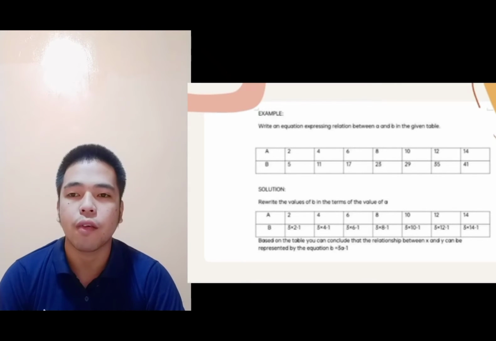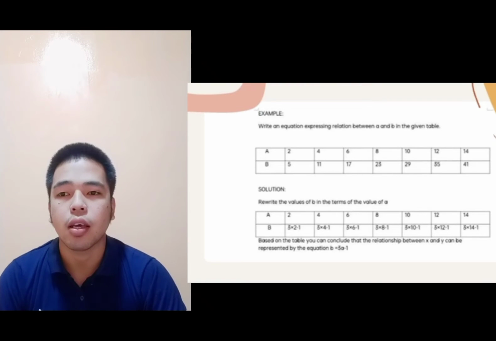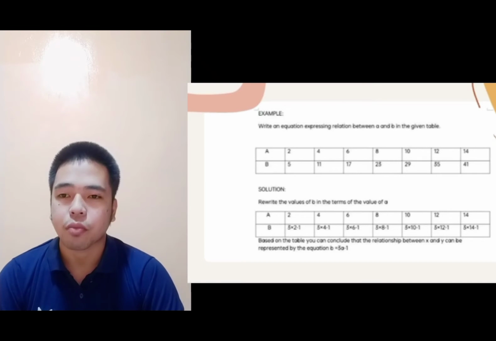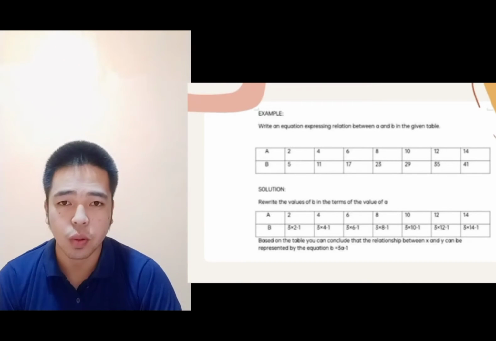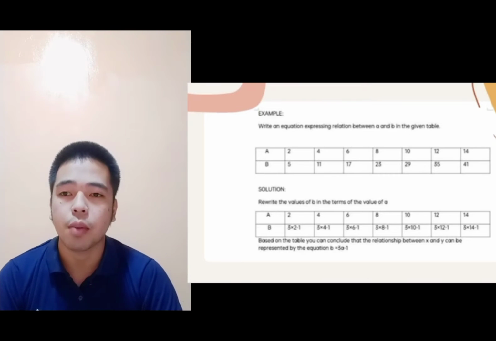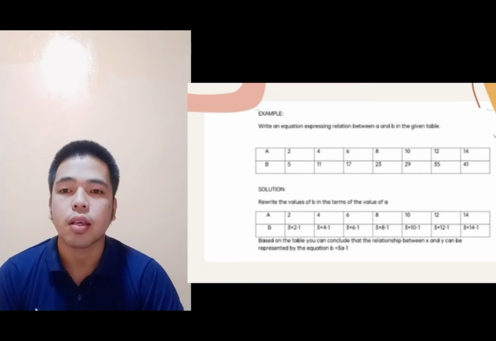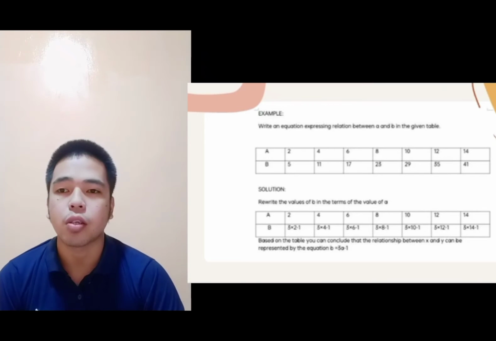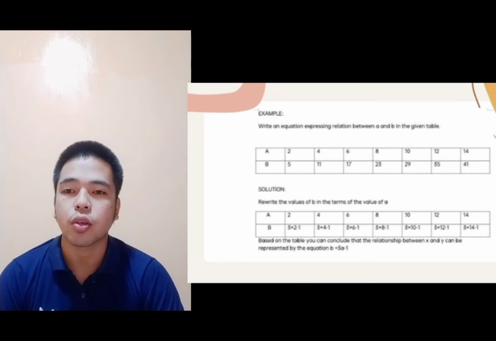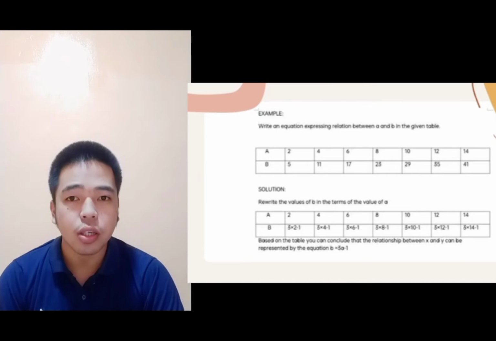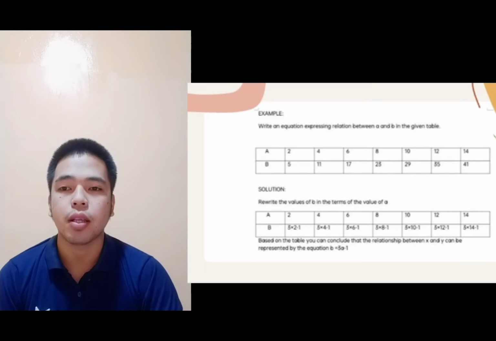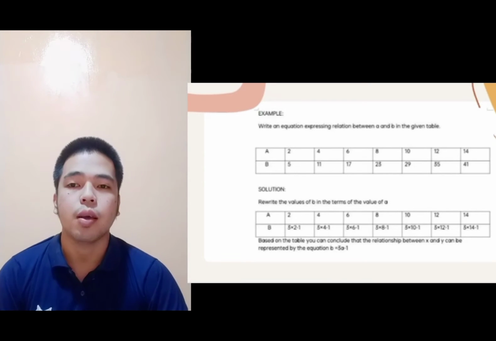Solution. Rewrite the value of b in terms of the value of a. A is equal to 2, 4, 6, 8, 10, 12, 14. B is 3 times 2 minus 1, 3 times 4 minus 1, 3 times 6 minus 1, 3 times 8 minus 1, 3 times 10 minus 1, 3 times 12 minus 1, 3 times 14 minus 1. Based on the table, you can conclude that the relationship between a and b can be represented by the equation b is equal to 3a minus 1.